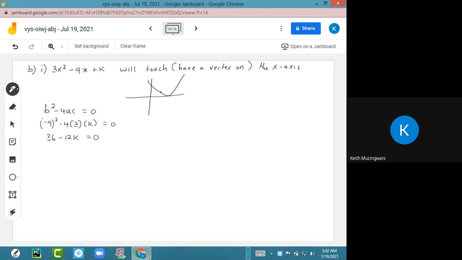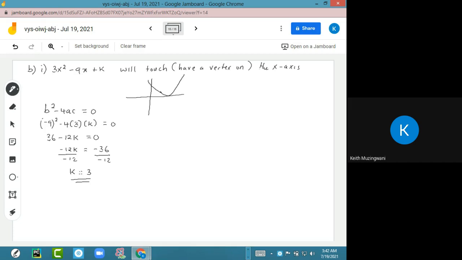So here we're saying it touches. It has a vertex on the x-axis. So the discriminant must be equal to 0, meaning negative 12k is equal to negative 36, divided by negative 12 on both sides. So k is equal to positive 3. Only this value of k will give us that graph touching the x-axis.